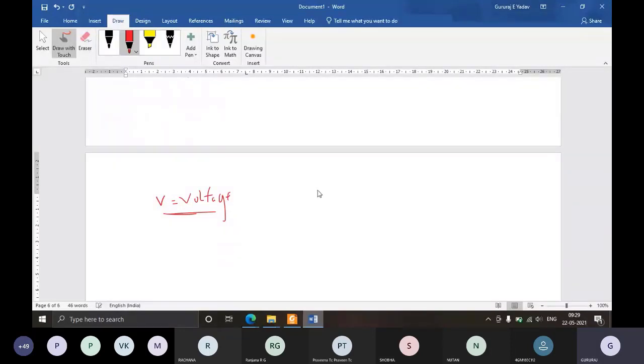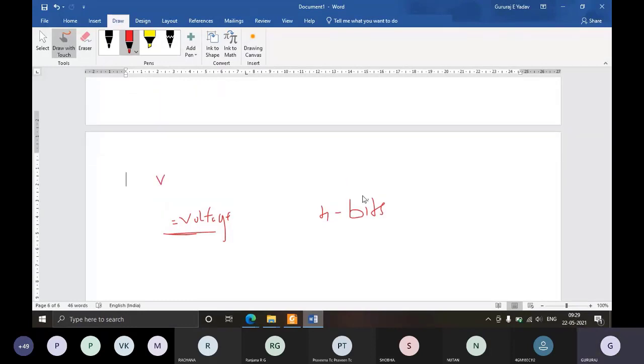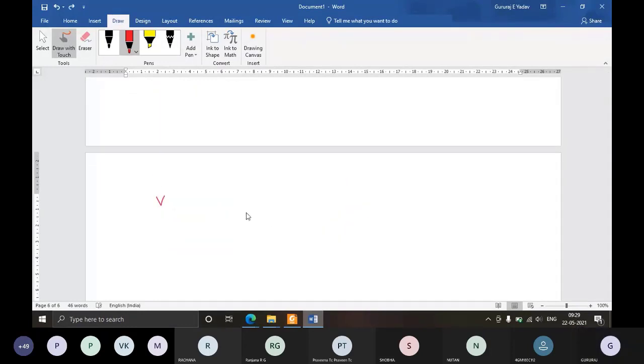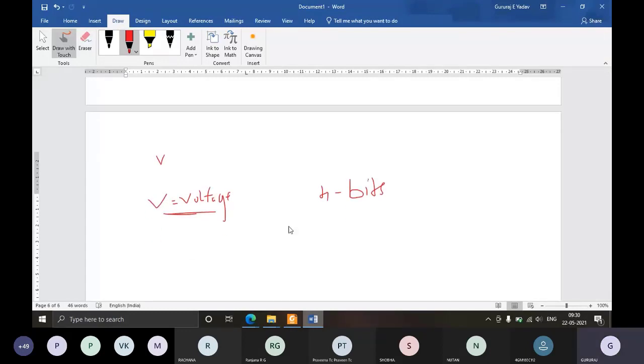Let's say I'll use 4 bits to represent this voltage value. Let's say those bits are bit 3, bit 2, bit 1, and bit 0. These are the 4 bits I'll use to represent the value of the voltage.